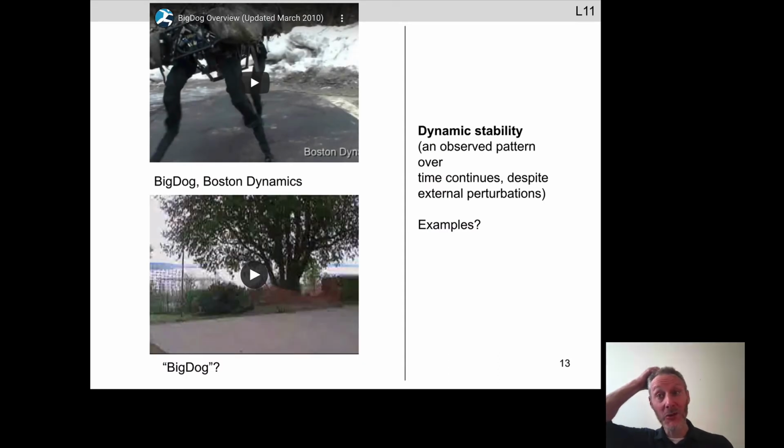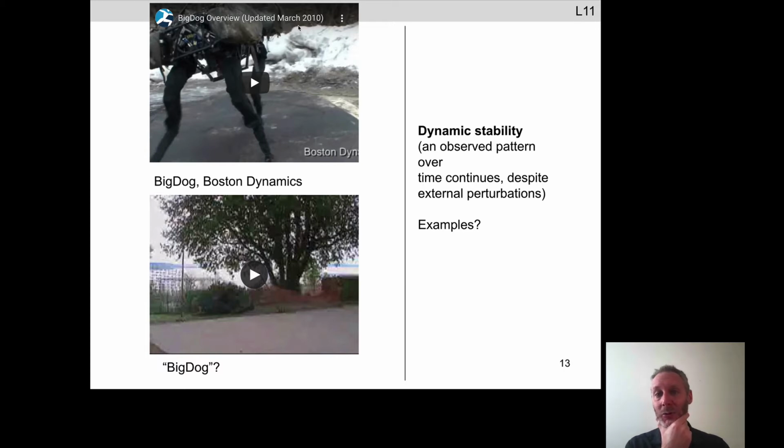Okay, so let's switch now from animals to robots. Legged locomotion has long been a goal in robotics. This is why we're talking about legged locomotion in our history segment of the course. Most of you are probably familiar with Big Dog now. Big Dog was originally revealed to the world, I think it says updated in March 2010. I think it was around 2010 when the Big Dog video was released. This was a huge deal at the time.